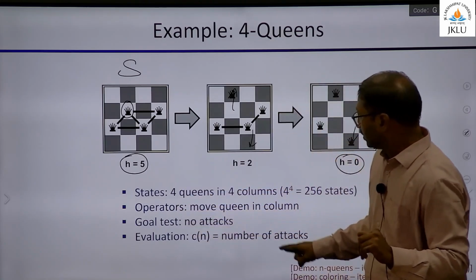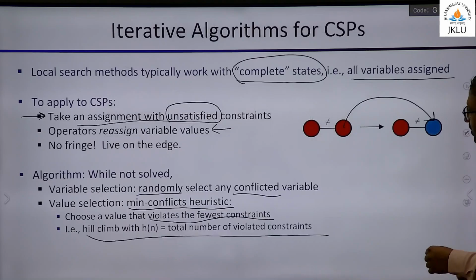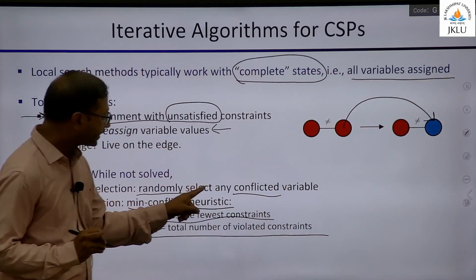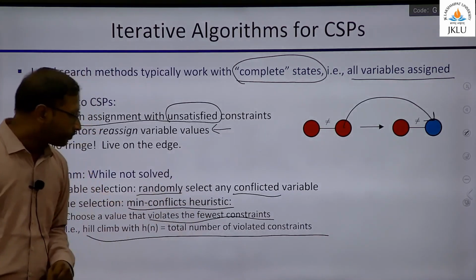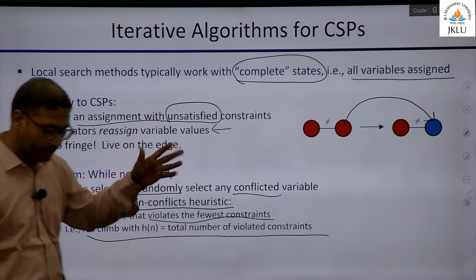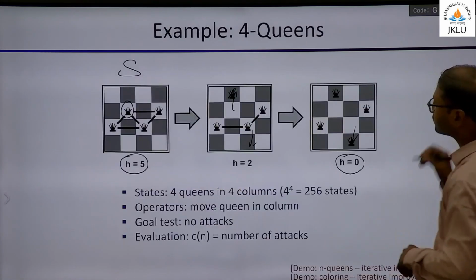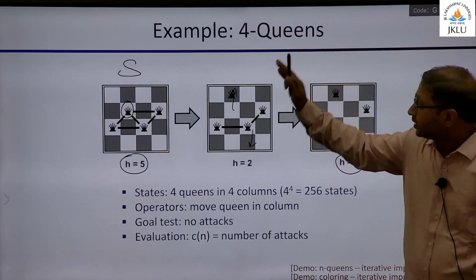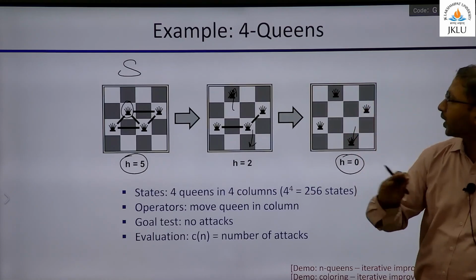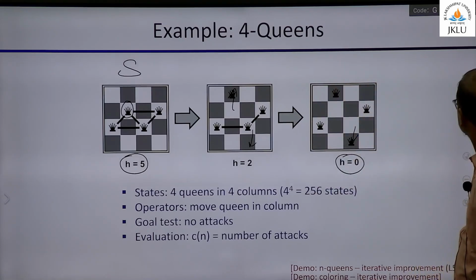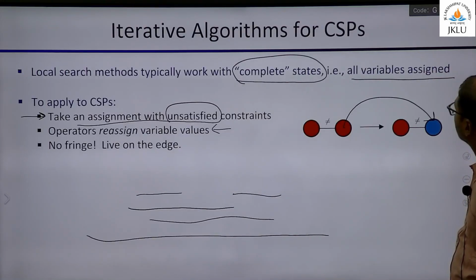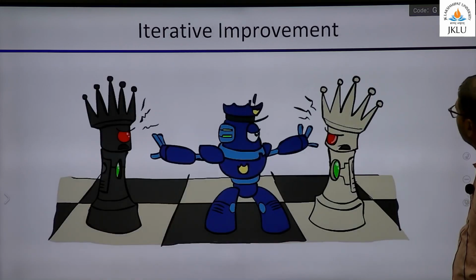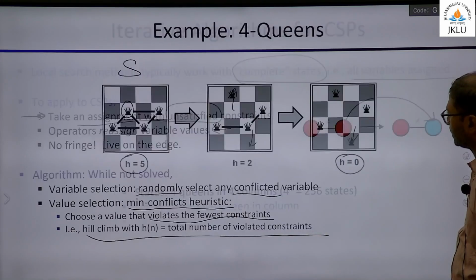Now, let's go back to the algorithm. That will make more sense now. Randomly select any conflicted variable. Choose a value that violates the fewest constraints. Okay, hill climbing, we'll see it for a while. So this is what you are doing. I mean, if you understand this example, you understand what is going on in this iterative. What was the name of the algorithm? Iterative improvement. Thank you. Okay.